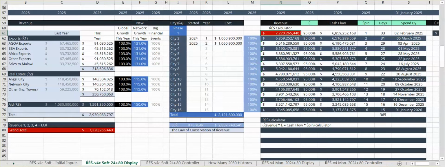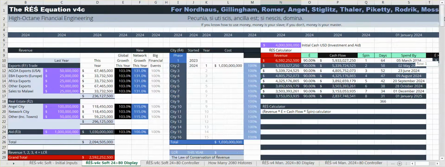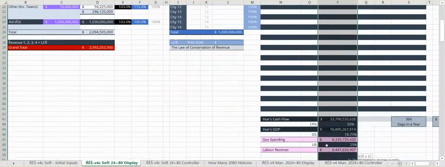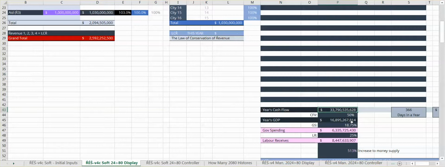Now we add up the 2024 cash flow, which is here, for a total of 33.7, and the cash flow is the main thing we're focusing on in this presentation.